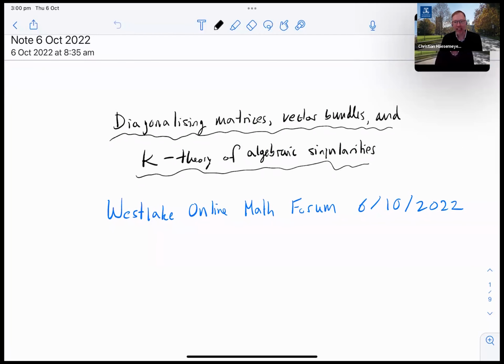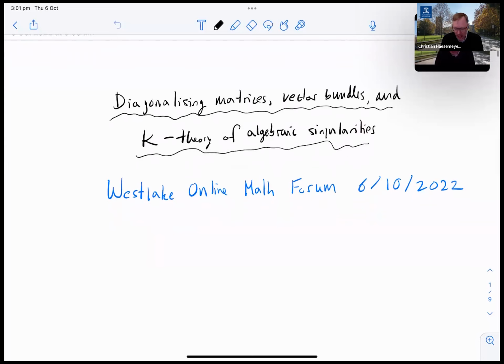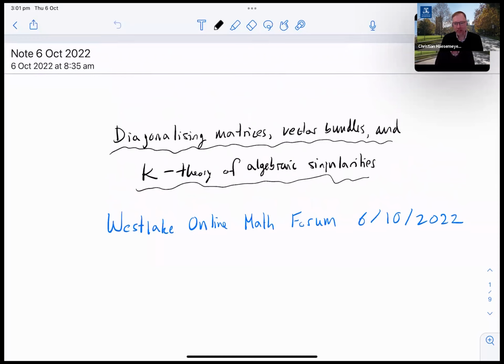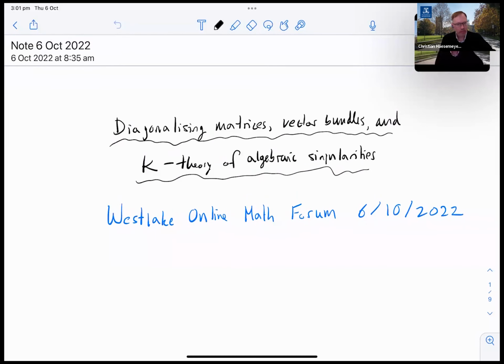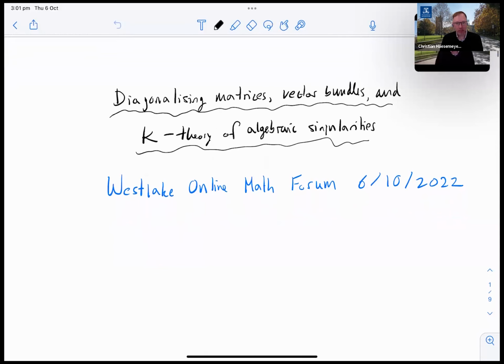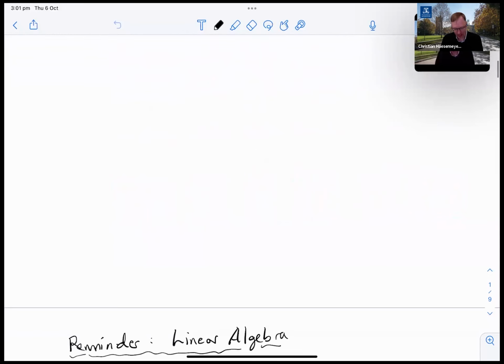Plan is to be quite elementary. I do apologize if I end up being too elementary. And then the second part of the talk is not going to be nearly as elementary. So let's start with the first couple words in the title, diagonalizing matrices.